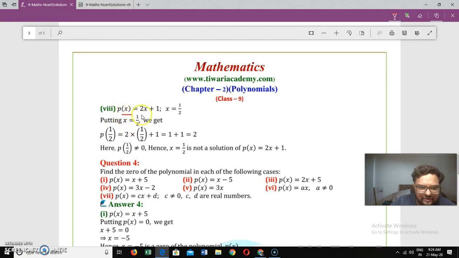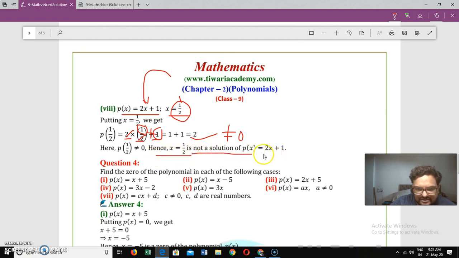Here, this is p of x, the polynomial given. This is the value of x. What we will do is write this value of x, 1 by 2, in the place of x. On doing so, we will check whether we are getting the answer 0 or not. Let's see. Here is 2, the value of x is 1 by 2. This is plus 1 as it is. These two cancel. So we are left with this one plus this one. So 1 plus 1, 2. Since it is not equal to 0, we can say x equals 1 by 2 is not a zero of p of x, that is 2x plus 1. I hope you understand it.